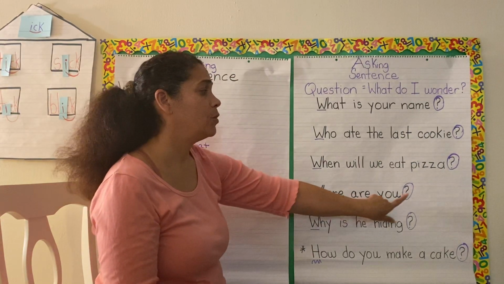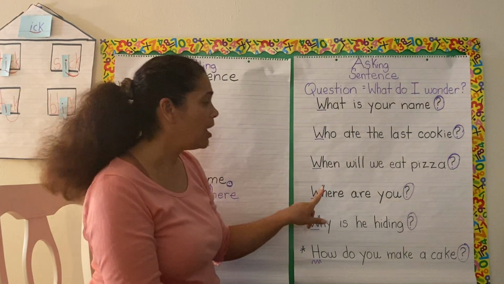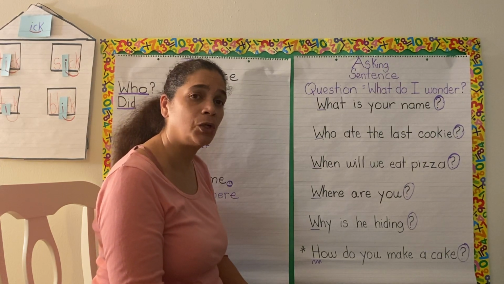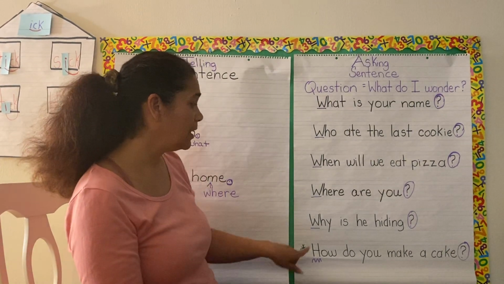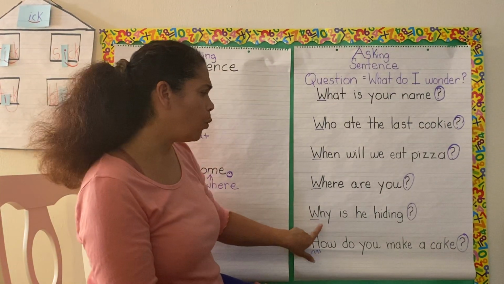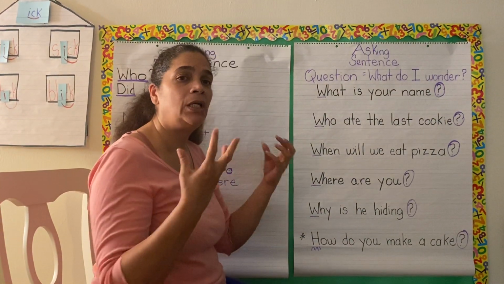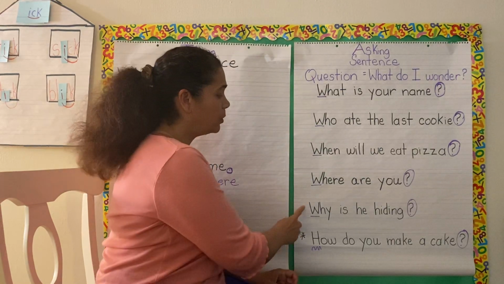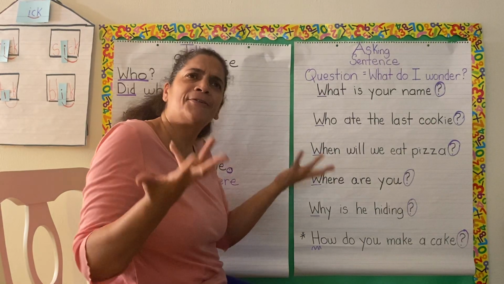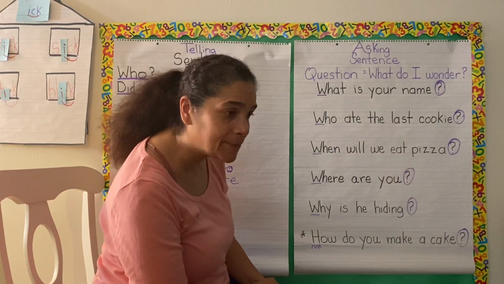Where are you? Question mark. So we want to know the location of a person or a thing when we use the question word where. Next, we have the question word why. Why is he hiding? We want a reason. We are looking for a reason. So when we want a reason for something and our brain is wondering, what's the reason that he's hiding? We use the question word why.